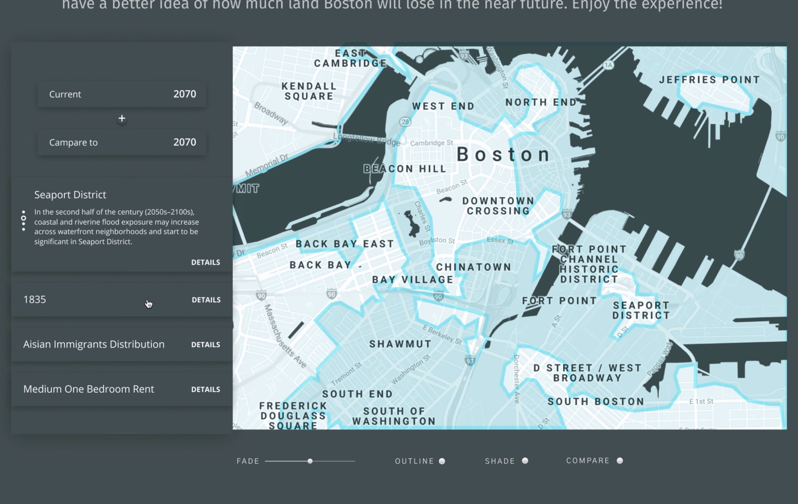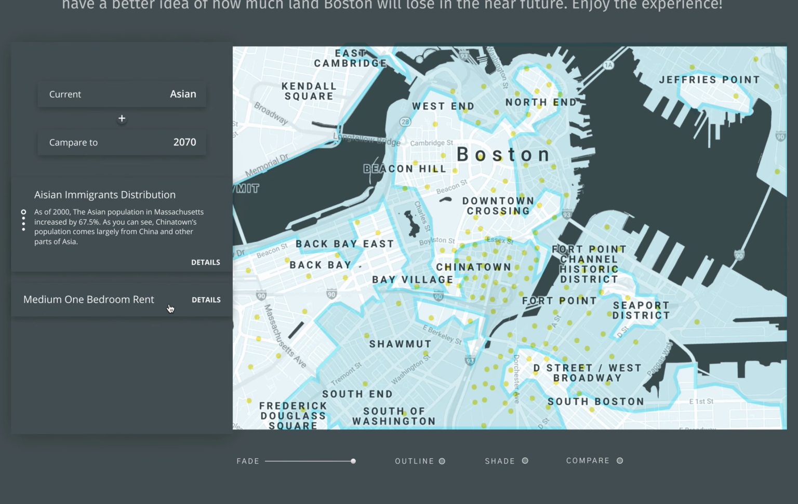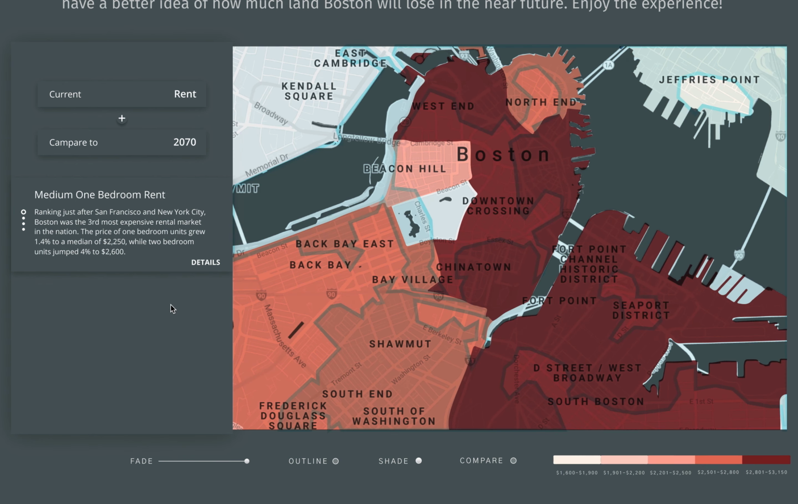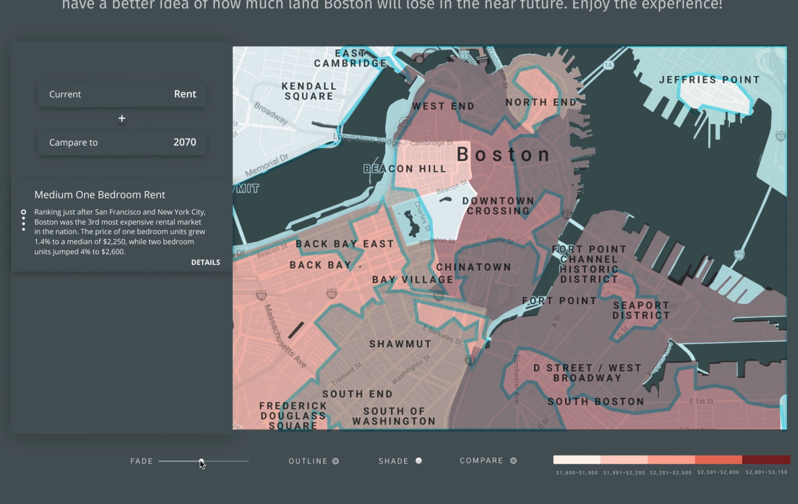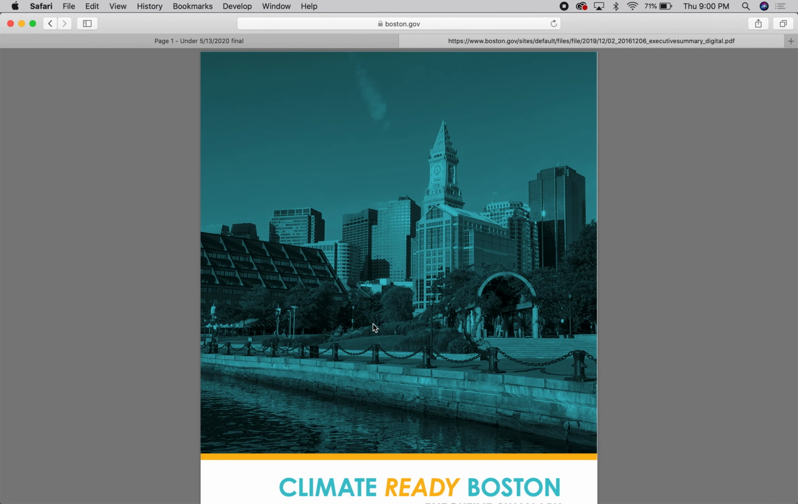By comparing the map of 2070 with the map of 1835, we can see that not only the land we gained through landfill projects will be taken away, but also the land we used to have will be under the water. Asians are one of the most vulnerable demographics in the crisis of sea level rise, as we will lose most of the Chinatown and Seaport District in 2070. Not to mention, most of the highest priced apartments in Boston nowadays could be under the water in the near future. Bostonians must first understand the likely impacts of climate change in order to plan for a strong, resilient future. It's time to act now.